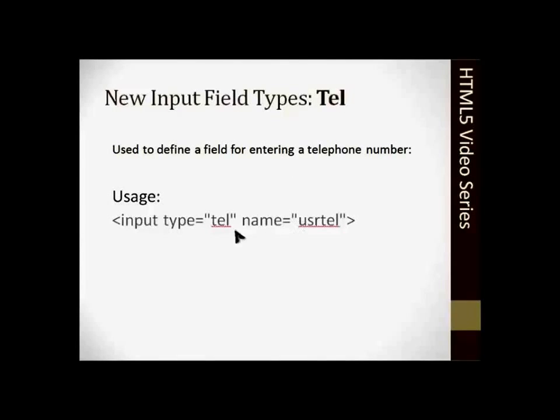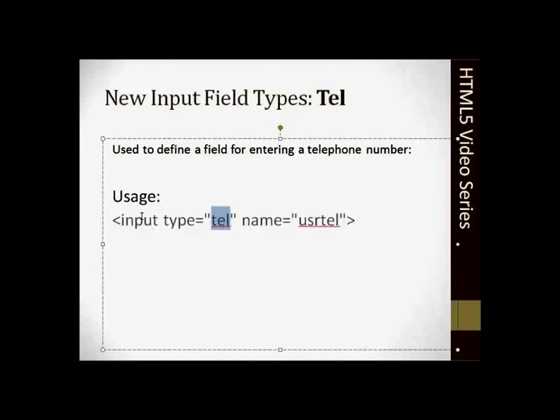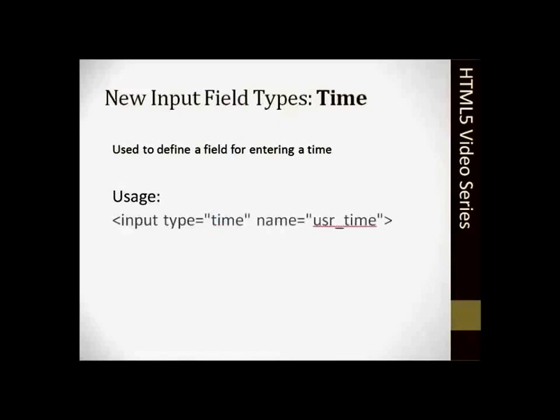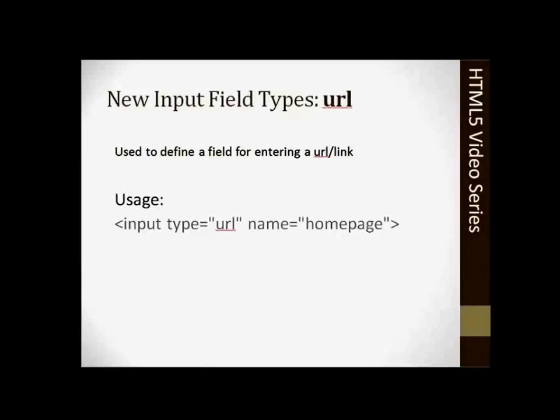Next we have the tel input, which is used for a telephone number. If the field isn't a valid telephone number, you'd get a pop-up saying that. Time is another one like date. You can select a time or enter a time. URL is used to define a field for entering a link. If it's not a link, it won't go through. You'll have a little message that pops up. And that's the last one that we're going to talk about.